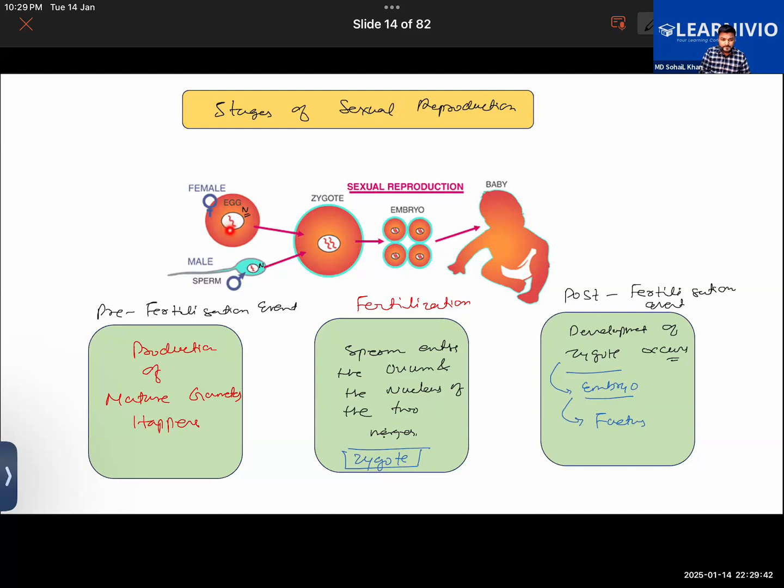23, 23, 46. Why 46? Because the nucleus of both the cells have combined together, have fused together. The nucleus of the sperm and the egg have fused together to form this zygote, and you can take a look at this thread-like structure that is representing the chromosomes. Okay?